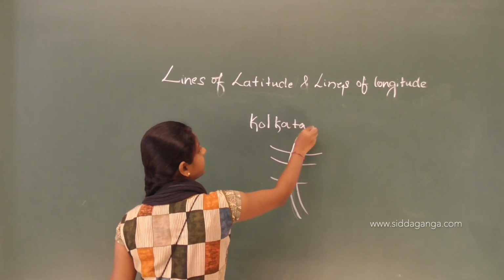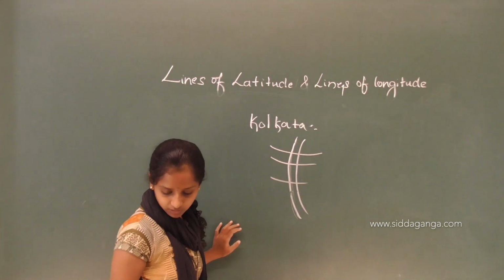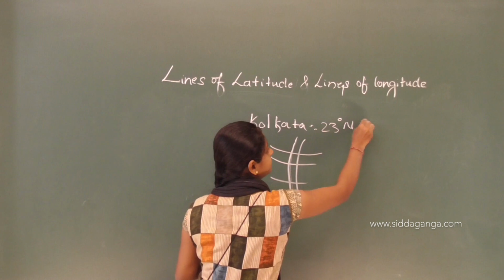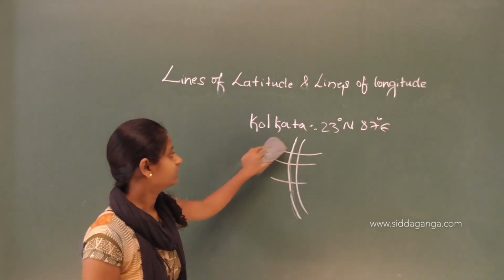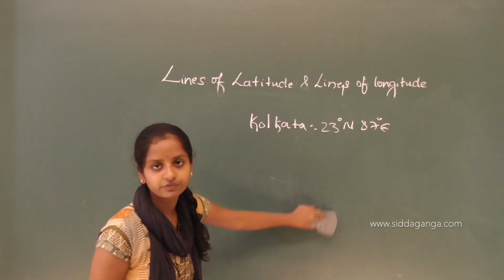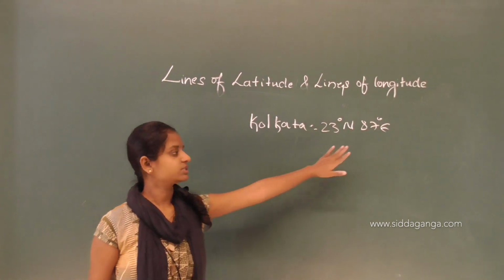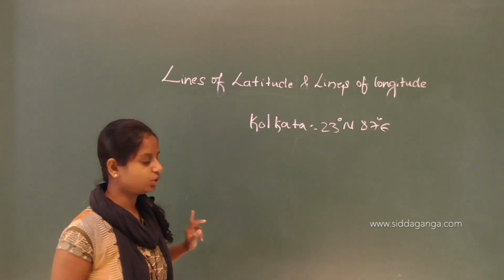Where is Kolkata located? It is at 23 degrees north and 87 degrees east. So we know the latitude and longitude of that place, Kolkata. If we know the latitudes and longitudes of any place, we can locate that place on a globe.